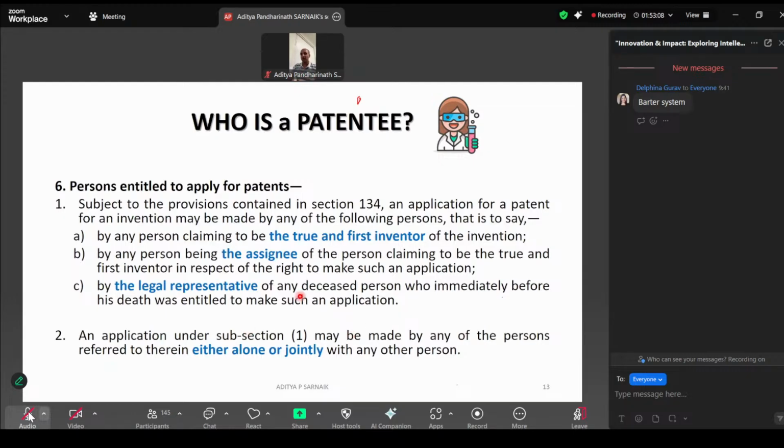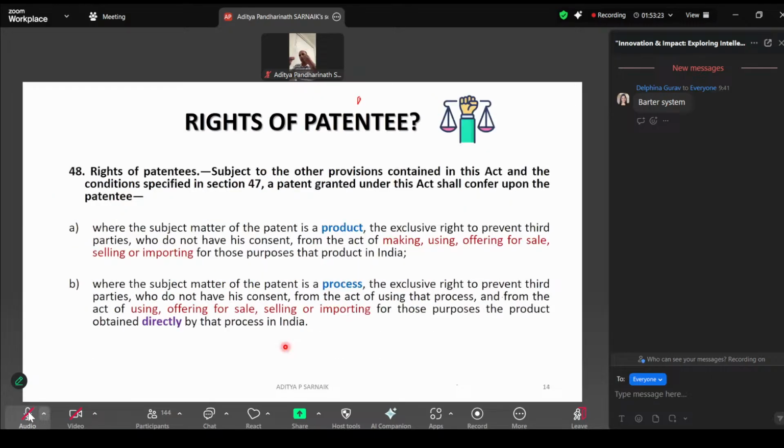Now you can either file it alone or jointly. That is irrespective. So these are four things: who can file a patent. This section is the most important section of the entire Patents Act, and the entire judiciary system is only based on this single section of rights of patenting. So you can either patent a product or a process. Let's read it carefully.